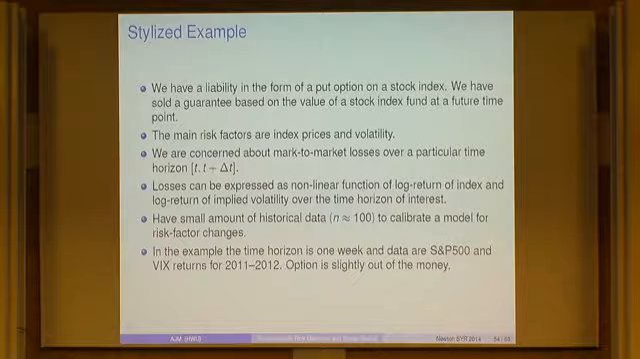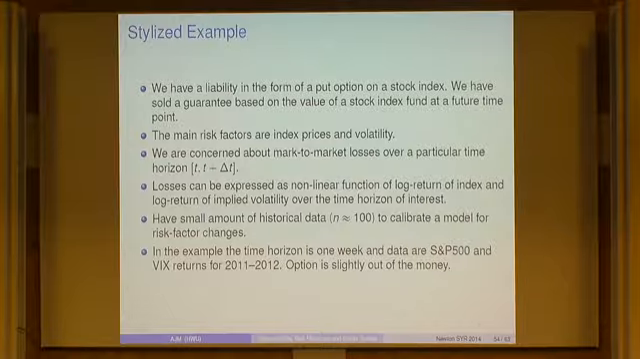So we will take that as an example. And in order that you can see these things, we'll eliminate interest rates as a risk factor and concentrate on prices, the index prices, and index volatility as the two risk factors. So we have sold one of these things. We're effectively short a put option because we've sold a guarantee to some policyholders. So we are concerned about mark-to-market losses over a particular time horizon. In insurance, this would actually be 1 year because the solvency calculation is on a 1-year basis.